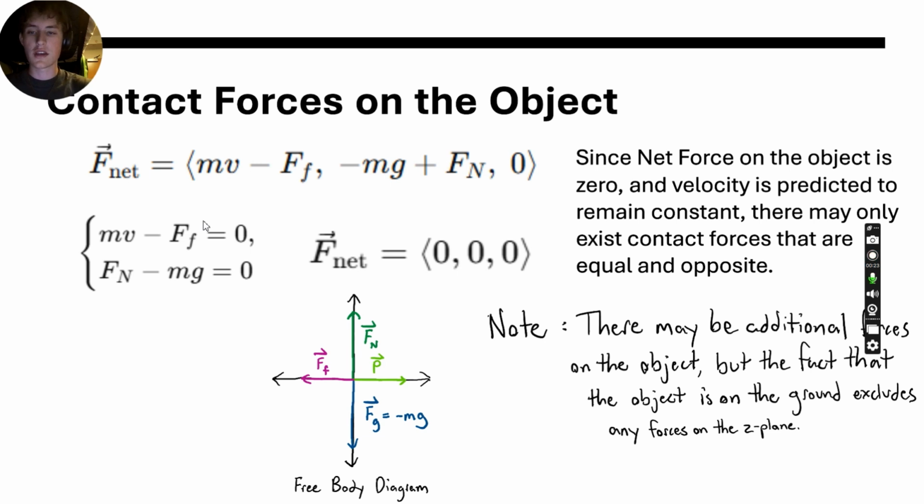In the x direction, the force of friction is counteracted by the momentum, which means there is no friction in the system. And this can be represented as a free body diagram here.